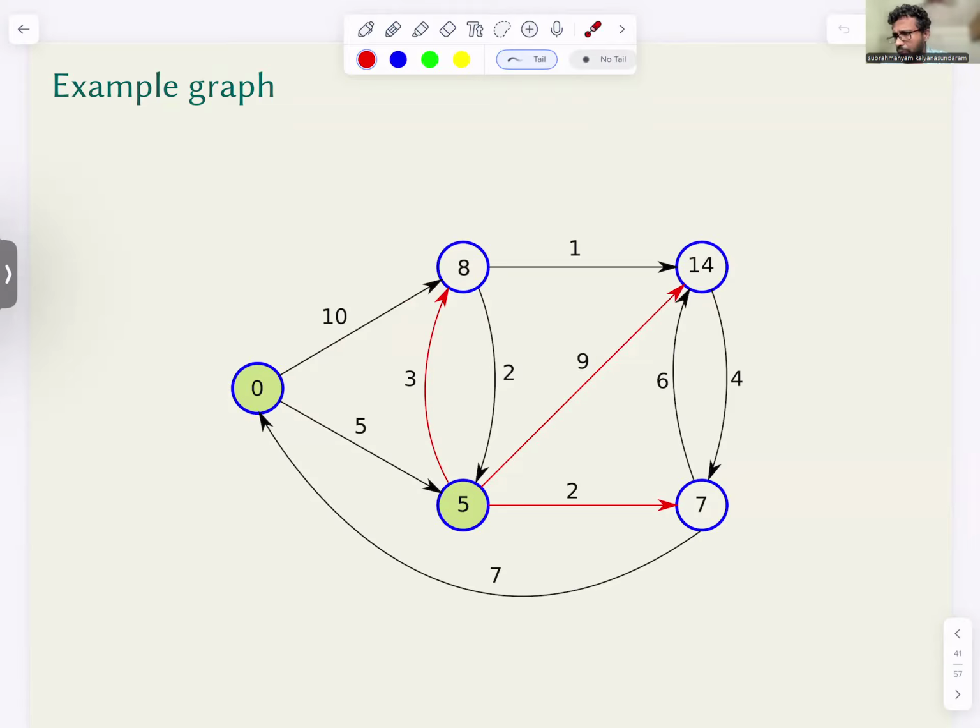And one more thing, whenever we make an update like this, we also update the parent pointer of these vertices. Since we updated all three vertices, we update the parent pointers also to point to 5.